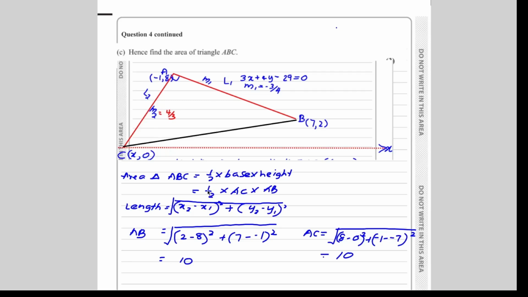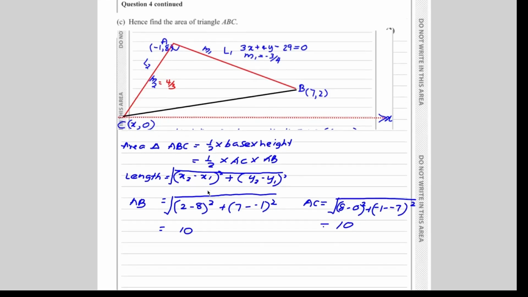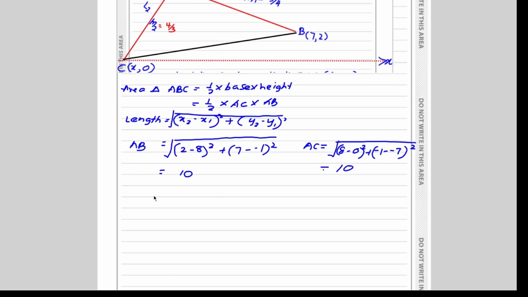So let's plug in the values into the area formula now. Half into base into height. So half into base into height, which gives out 50. Then area equals 50.